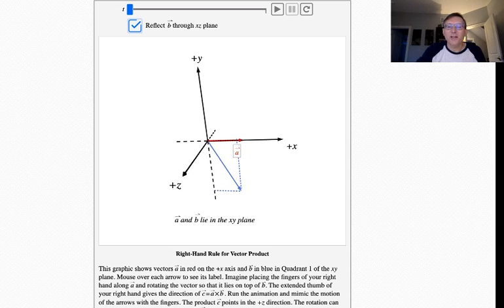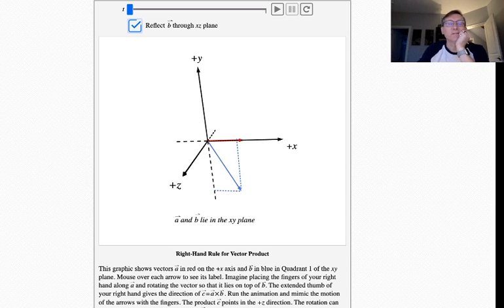Okay? So I haven't changed A, but I've redrawn a new version of B that is in the fourth quadrant of the XY plane. Before, B was in the first quadrant. So now, if you like, the B is below A, not above it. What's going to be the direction of A cross B?